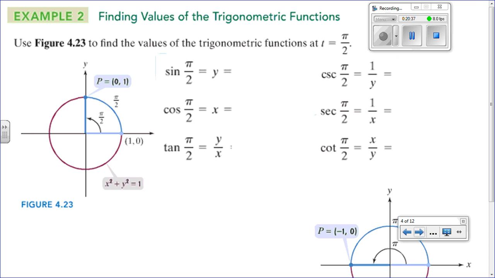Okay, the next one is pi over 2. This one is very easy. So remember, sine will be given by the y coordinate. So we're talking about pi over 2. What is that in degrees? 90. So pi over 2 is the same as 90. Don't forget that.